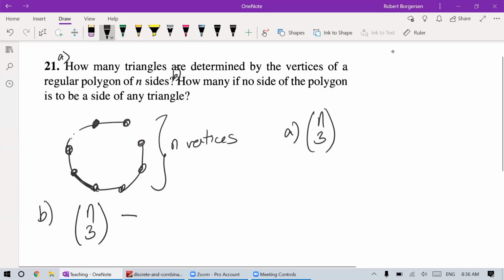Break it into different sections. So let's deal with triangles that overlap in exactly one edge first.